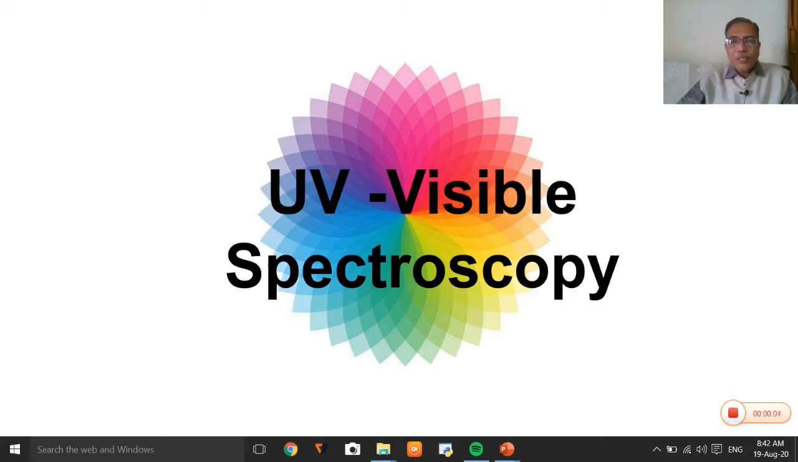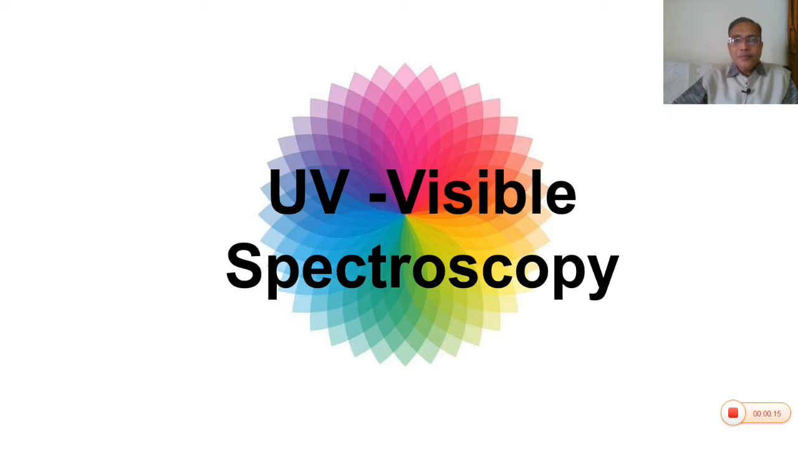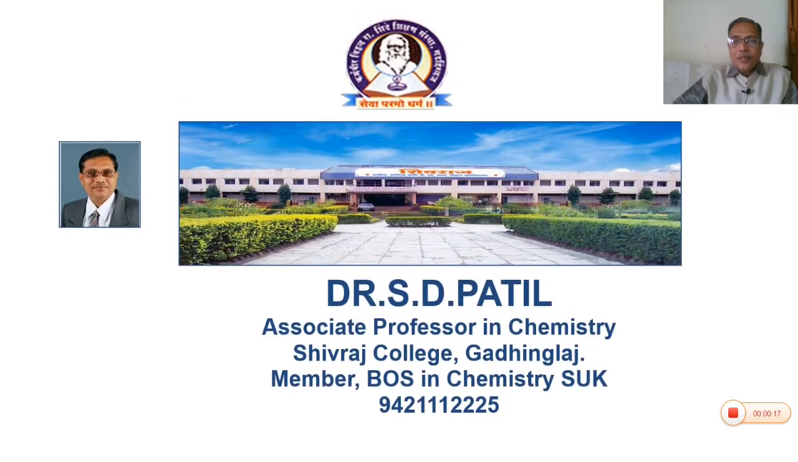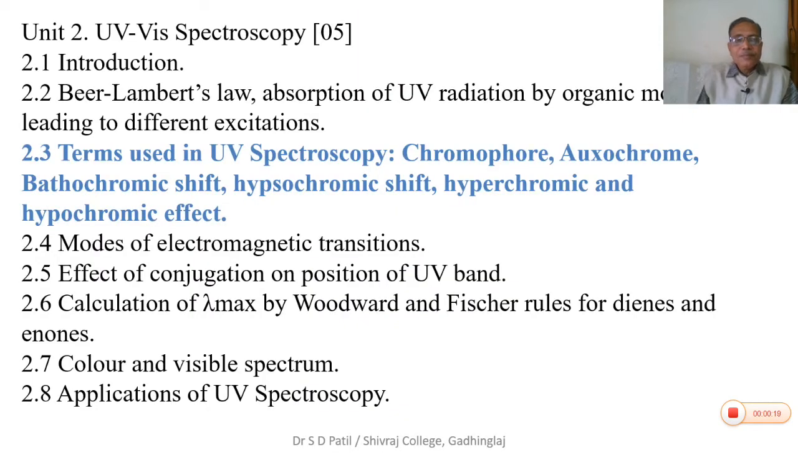From the last couple of lectures we are dealing with UV visible spectroscopy. Earlier we have seen the introductory part, then Beer-Lambert's law, different types of excitations and modes of electronic transitions.